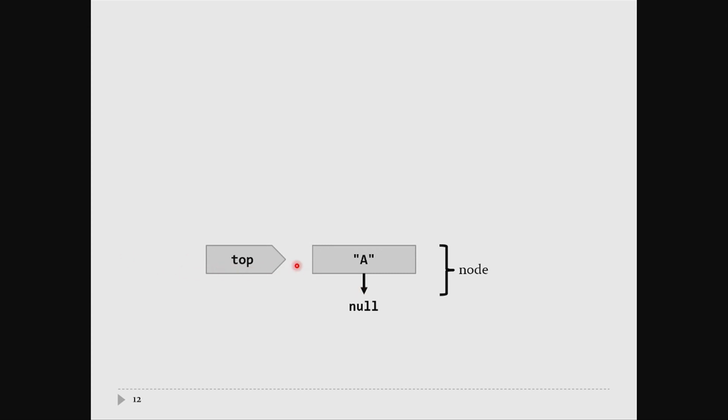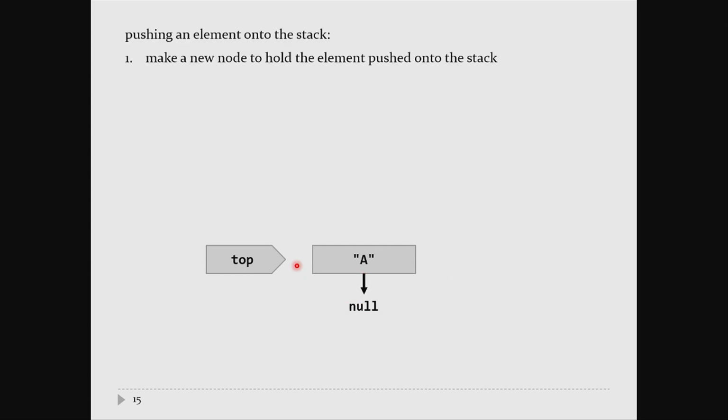So the top of the stack is the node containing the A. There, the A is your element. The arrow is your link. When you push an element onto the stack, now I'm using nodes, so I have to make a node object to hold the element. So I need to make a new node. So there's my new node. It's going to hold the element, so I'm going to push a B onto the stack.